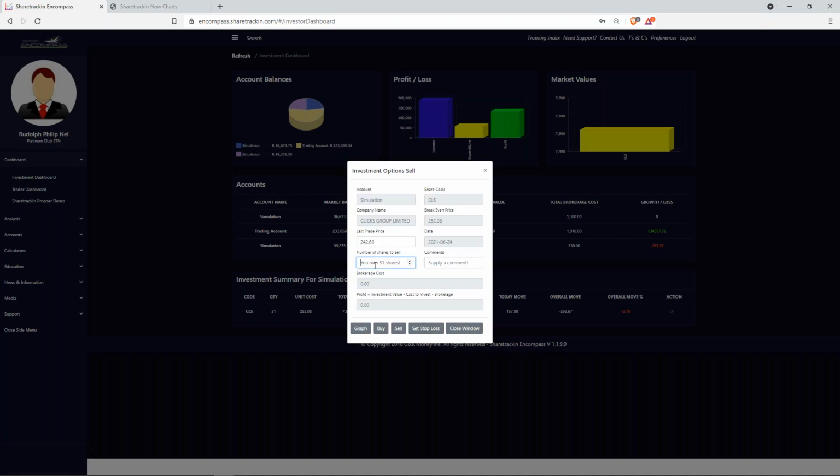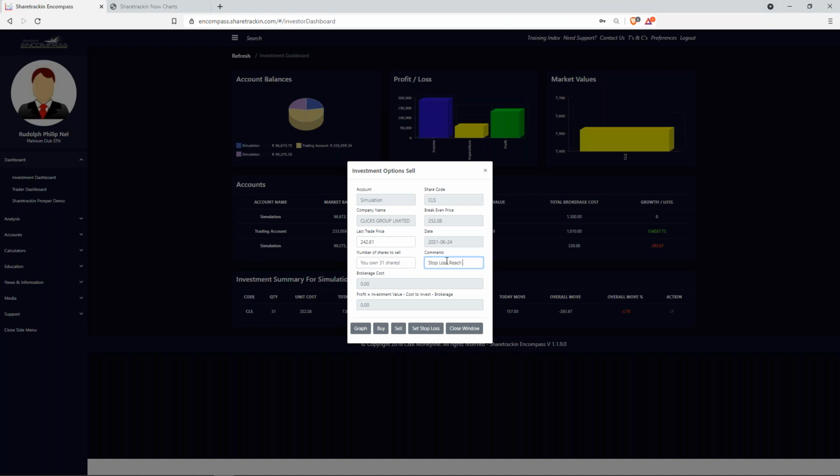Then it will tell you you own 31 shares, and then also to supply a comment. Now, there where it says you own 31 shares, we get a lot of questions around this. If we put in the comment, let's say, for instance, stop loss reached.